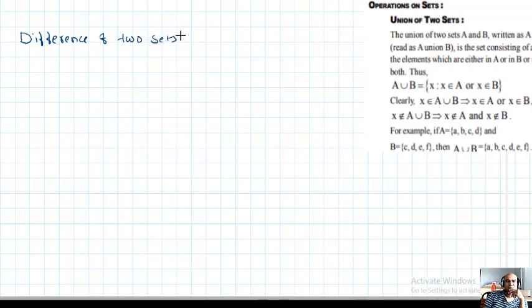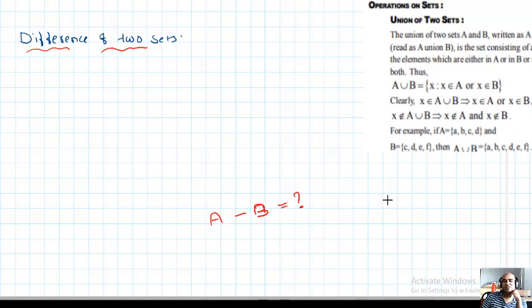First of all, I want to explain the meaning. Two sets are given. How to subtract one set from the other? What is the definition for difference of two sets? That means, how can you subtract one set from the other?